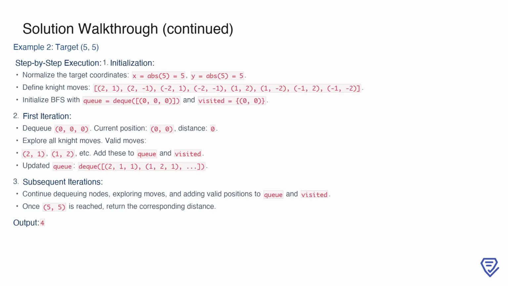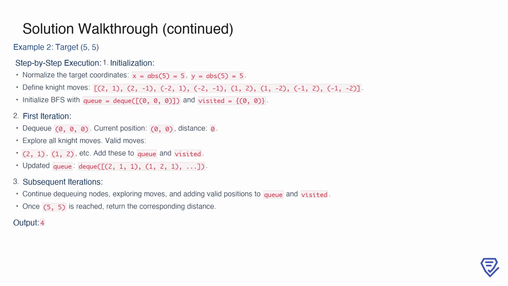We define the same set of knight moves and initialize the BFS with the origin at (0, 0), distance 0, and an empty visited set. In the first iteration, starting at (0, 0), we calculate all possible moves. Valid moves such as (2, 1) and (1, 2) are added to the queue with a distance of 1.